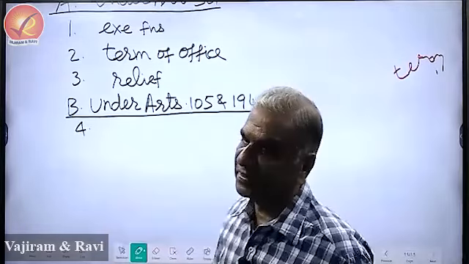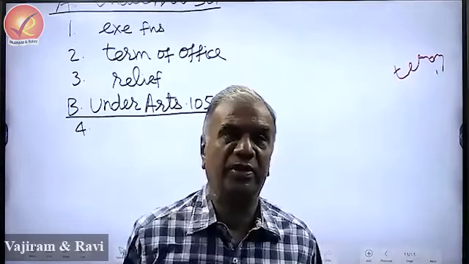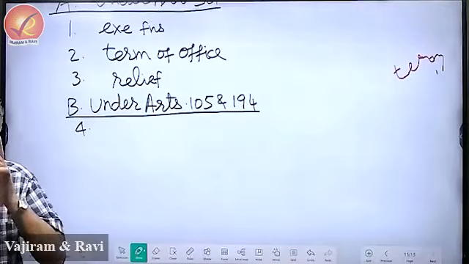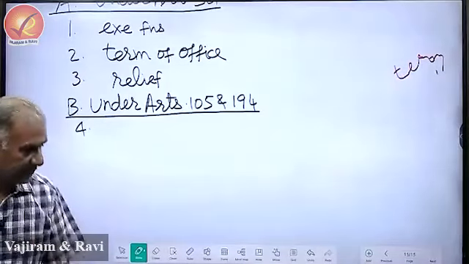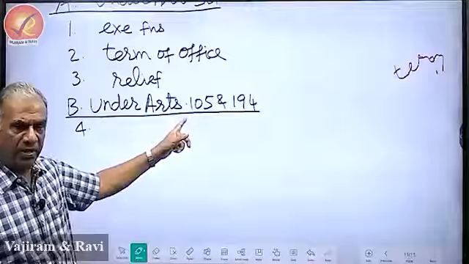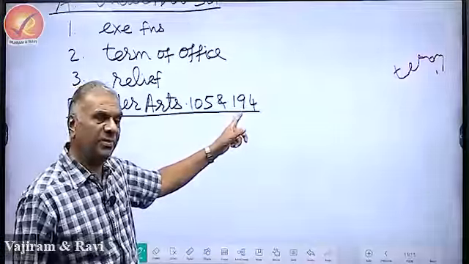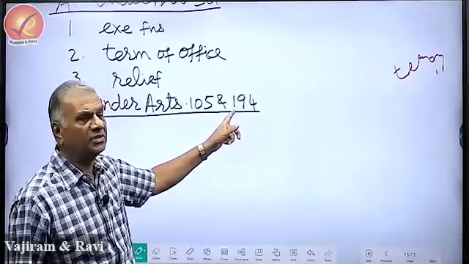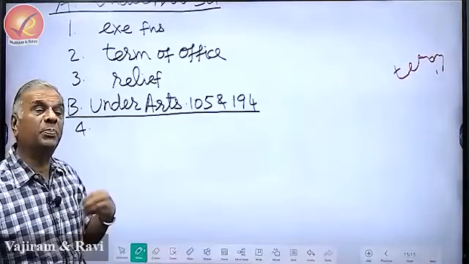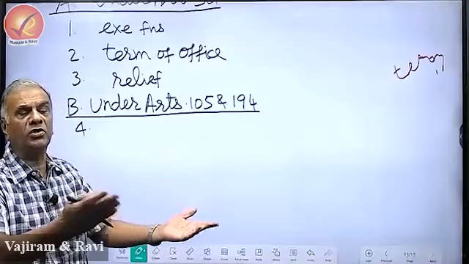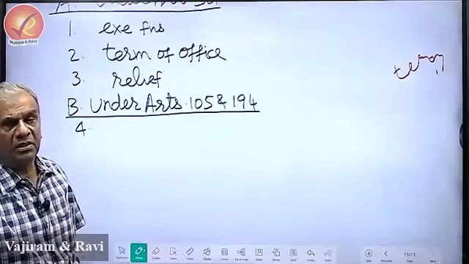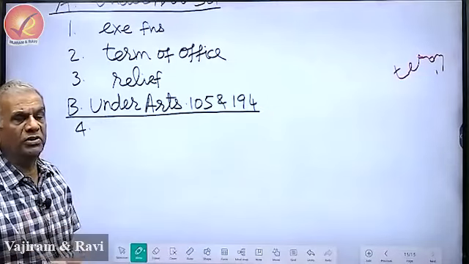Right, the next class of exceptions is under Article 105 and 194. So 105 confers the immunities and privileges on the members of the parliament, and 194 confers the same privileges and immunities on the member of a state legislature. And you know that whatever a member of the parliament speaks in the house, reveals documents in the house, and the vote that he gives in the house is not answerable to the courts. He is answerable only to the house to which he belongs.